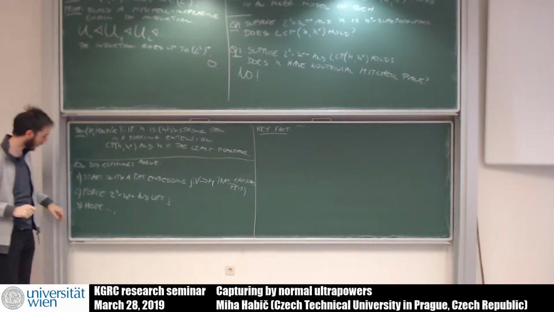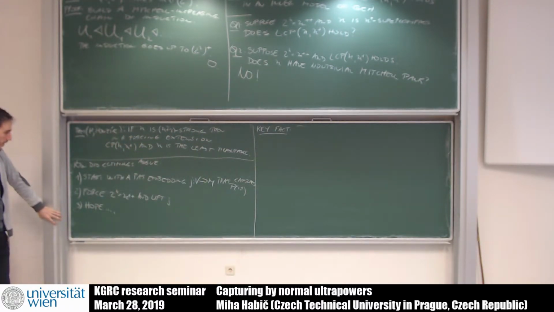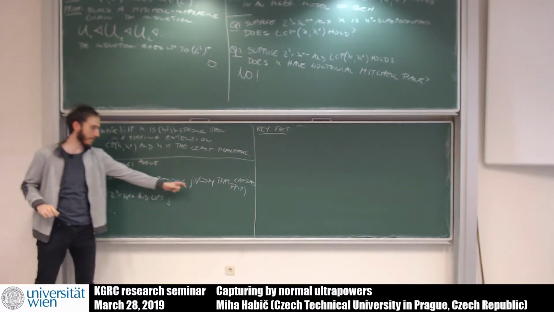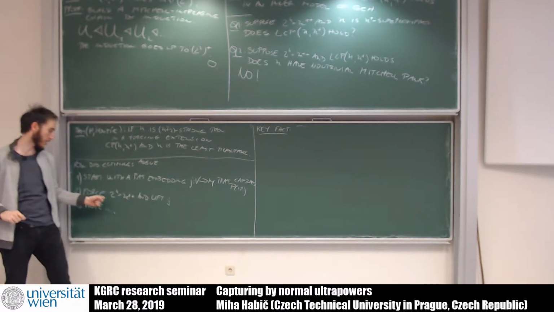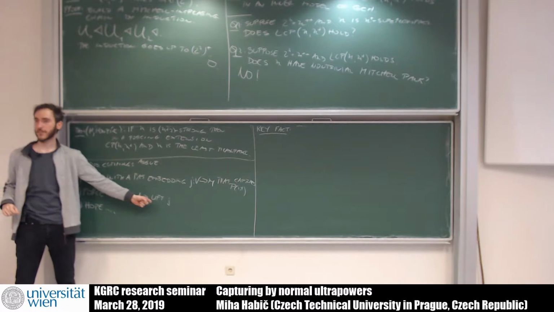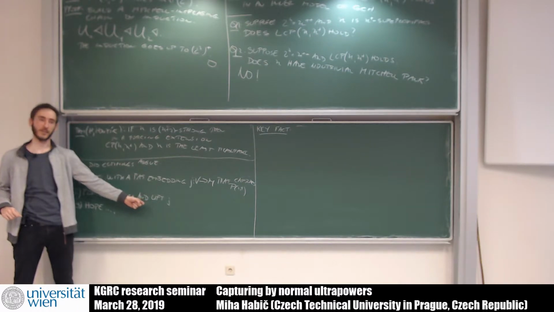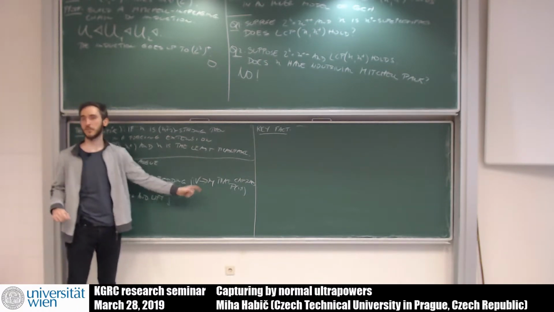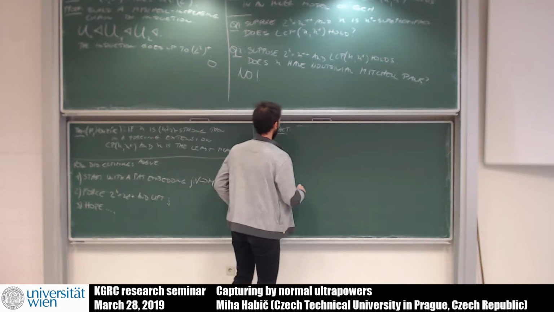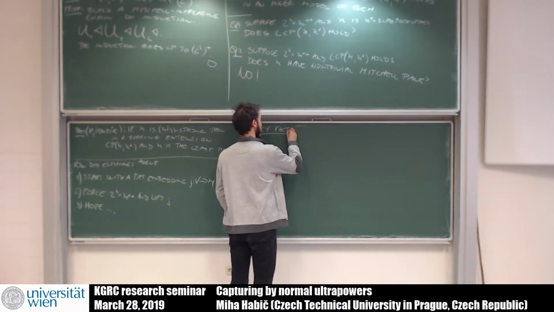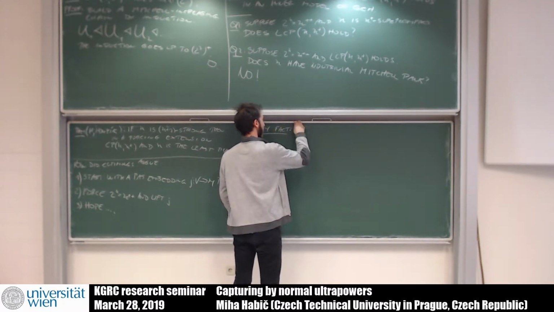So what is going to happen here is that I have my fat embedding. I'm going to force through 2 to the kappa is kappa double plus. I'm going to lift this embedding. And then magically, this lifted embedding will just be a normal ultrapower. Suddenly, it didn't used to be, but now it will. So we're going to phrase this in very learned language.